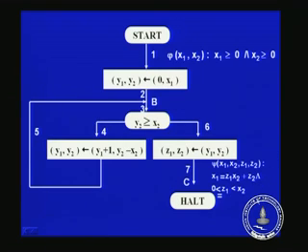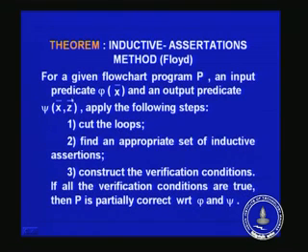Now, the inductive assertions method, how do you go about proving the partial correctness? For a given flowchart program P, an input predicate phi, an output predicate psi, apply the following steps. You have to cut the loops; we have cut it from B to B again. Find an appropriate set of inductive assertions. In this case, at the point B, we attach one inductive assertion. In general, if the program is more complicated, you may have to attach one inductive assertion at every cut point, and so several inductive assertions you may have to write.